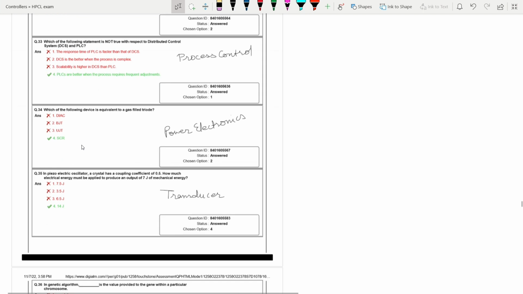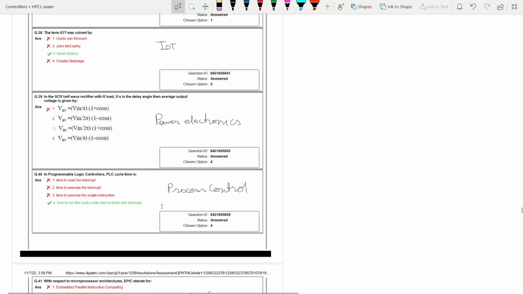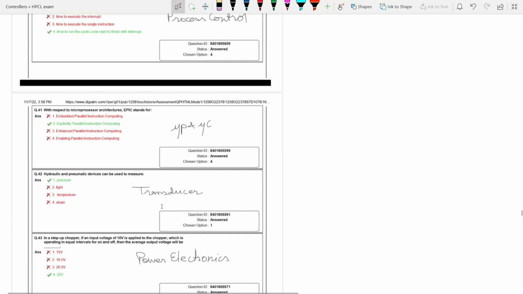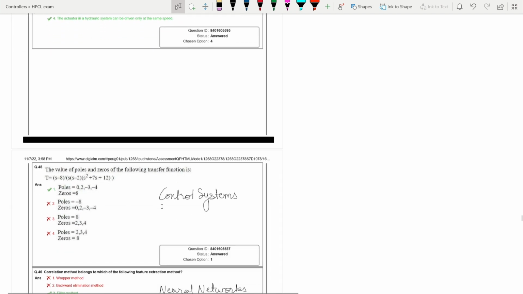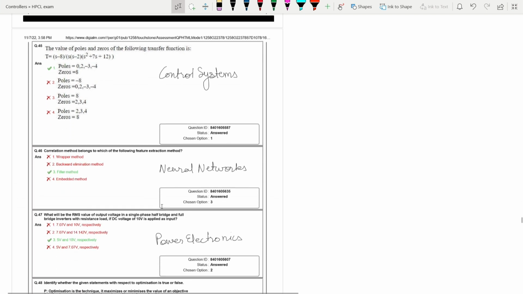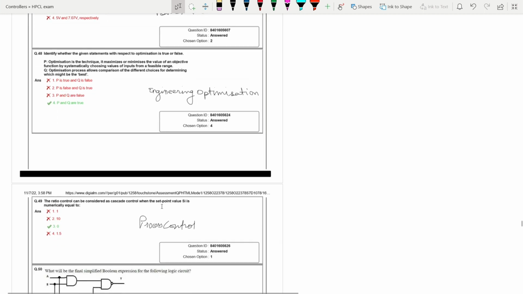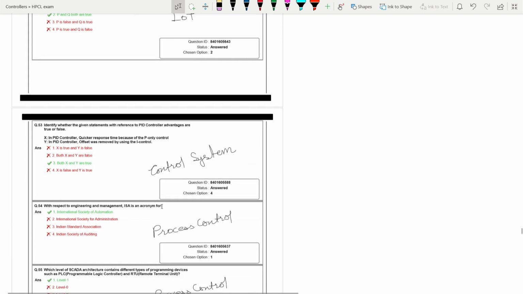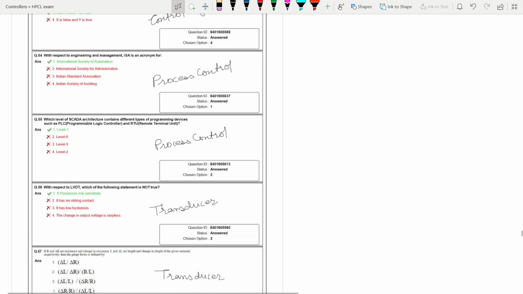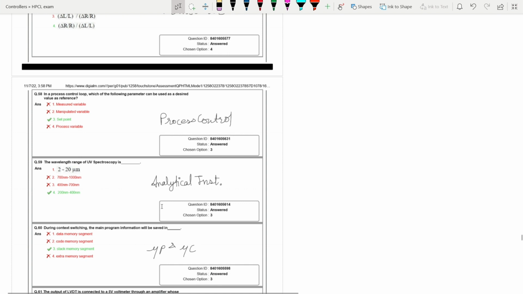Again, there is power electronics, transducer, neural networks, transducer again. Then this is the IoT question, power electronics, process control. Again you have a hydraulic and pneumatic question, power electronics, then again transducer. Here is the control system question. Again you have a neural network, power electronics. A few questions were also observed from engineering optimization, process control. Again you have digital electronics, power electronics, IoT. Question number 53 is from control system, process control, and transducer. Again you have a question from process control, and UV-VIS, UV visible spectrometry questions were also observed in the HPCL exam.